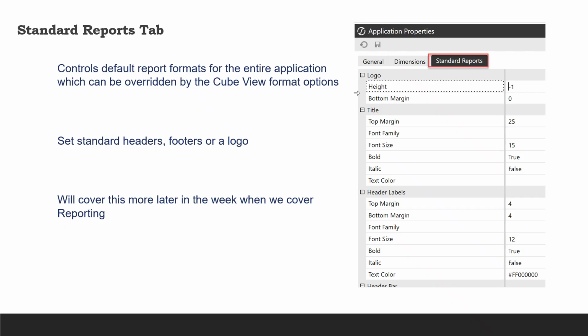Here you can set the logo, then even in the title you can set font size, font family, whether it should be bold, italic, or you can also change the text colors. Then in headers also you have multiple properties. So all these properties can be set here. Let's move to the next.